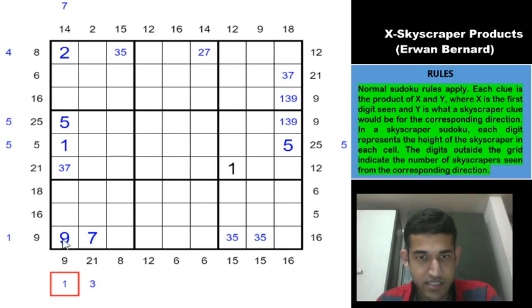And you see that this is immediately satisfied, right? You have a 9 building here, which means you can see only 1 building from this direction, and similarly you see only 1 building from this direction.